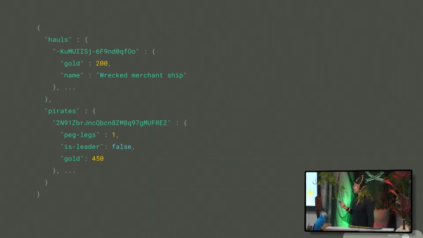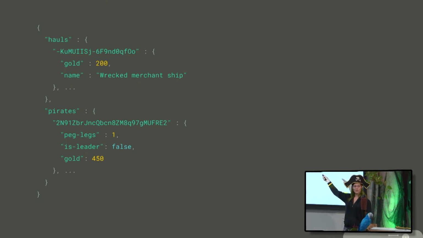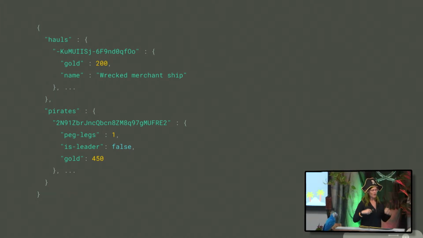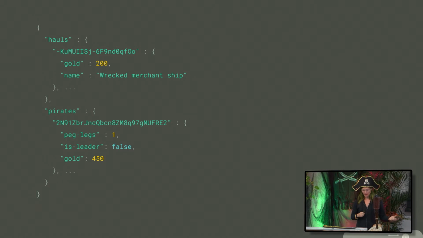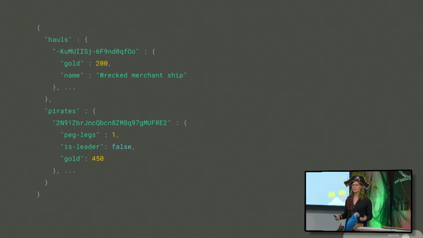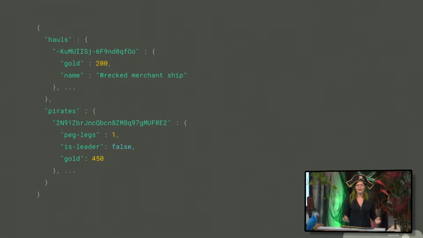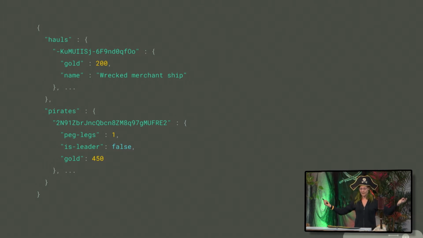So for example, in this schema, I have a different area for each one of the hauls we did, so all of the gold we got from those hauls when we pillaged a town or whatever. And all of our pirates also have a user profile with their number of peg legs, their leadership status, how much gold they have on their profile, the gold they'll have when they finish the voyage. So each client can write to the specific location that makes sense for them.